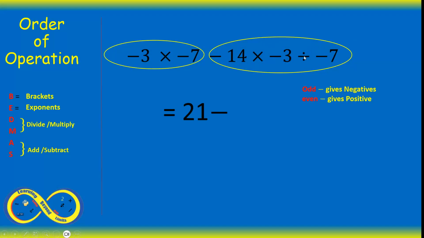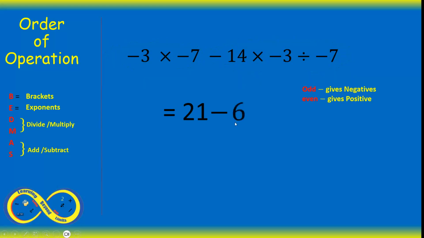Now we can look at the divide by 7 first. We're going to see if we can find a number that 7 can go into without leaving a remainder. And here we have it, 14. 7 into 14 goes 2 times. So 2 times 3 will give us 6. And we put our 6 there. Now we have 21 minus 6, and that is equal to 15.